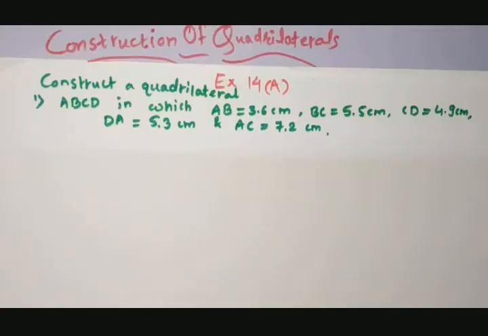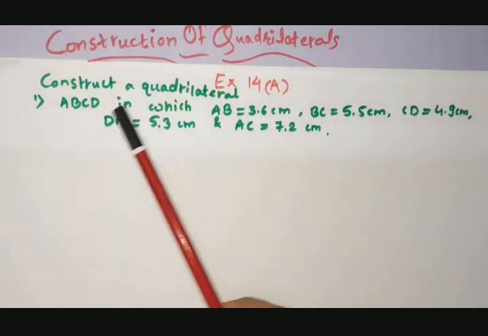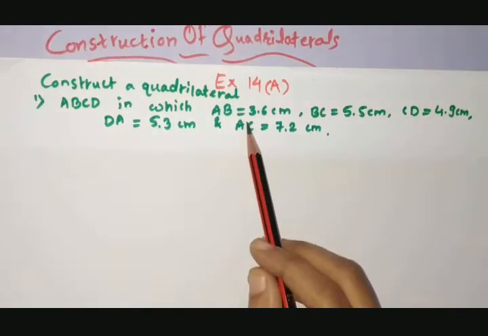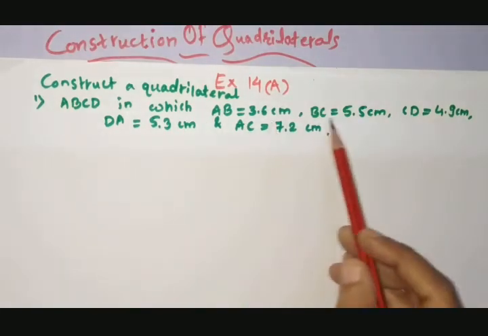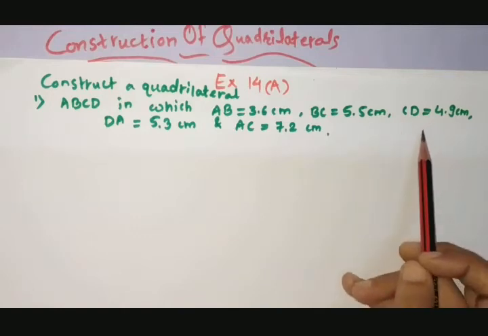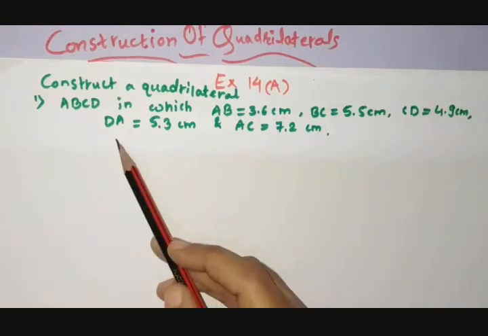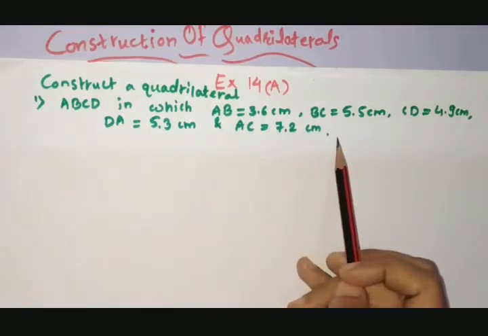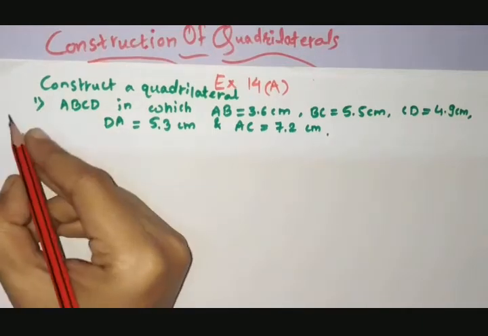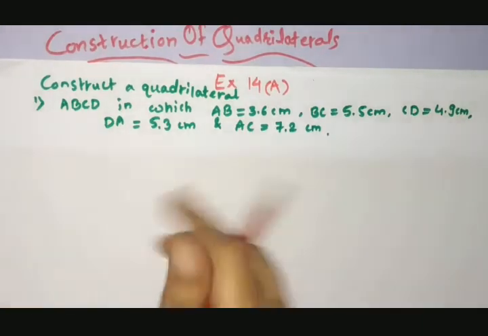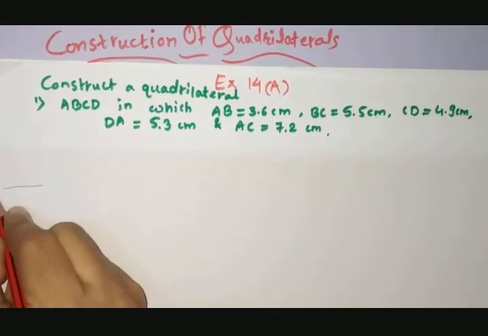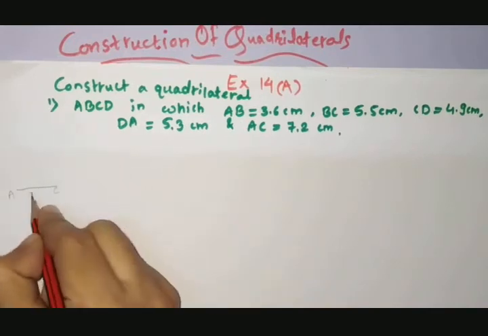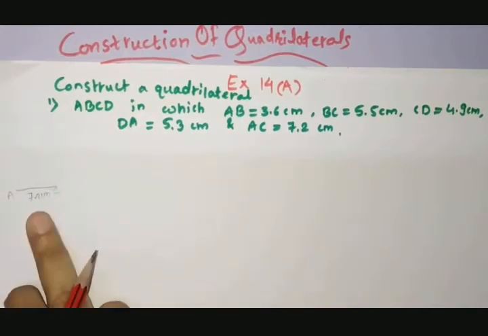So friends, here you can see the first question: construct a quadrilateral ABCD in which side AB is 3.6 centimeter, side BC is 5.5 centimeter, side CD is 4.9 centimeter, side DA is 5.3 centimeter and AC is 7.2 centimeter. First of all I'll draw the rough sketch here. So I'll take a 7.2 here. This is my AC side, which is 7.2 centimeter.